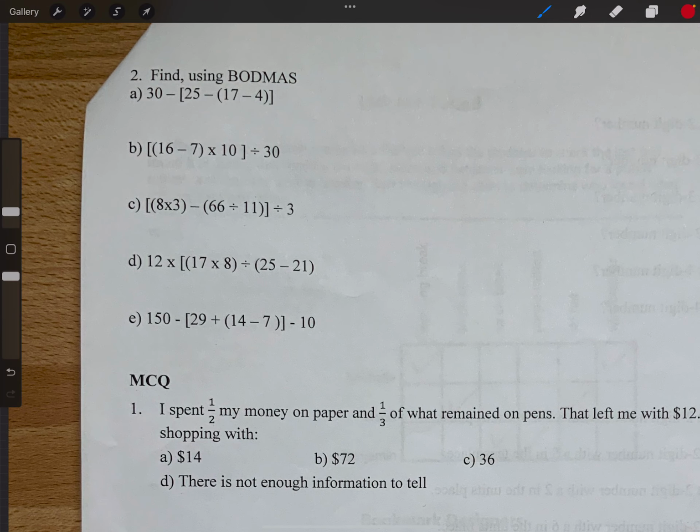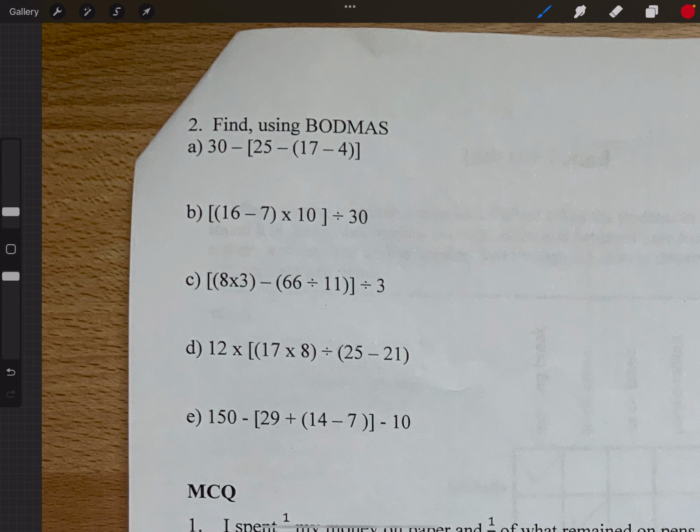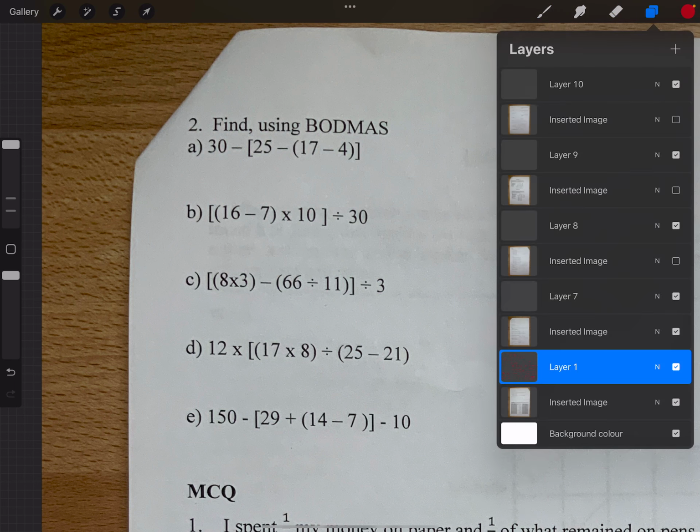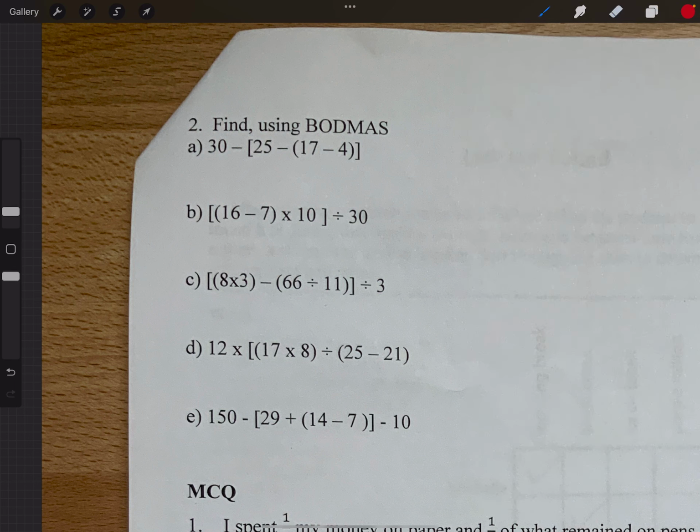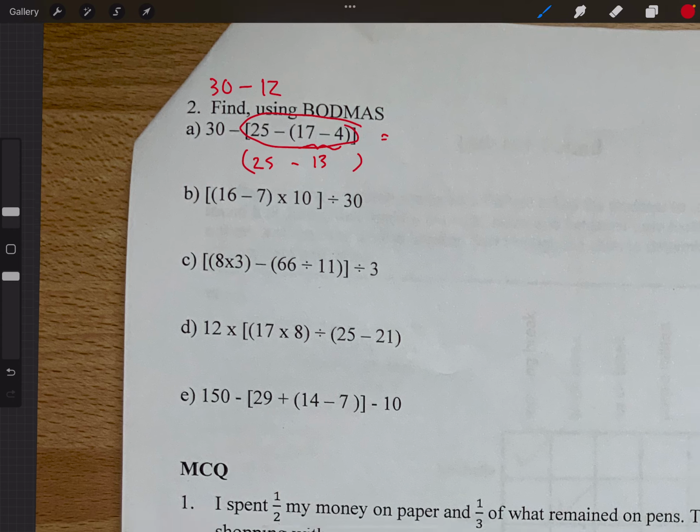BODMAS. Alright, let's do some BODMAS. So we gotta look at this and do the brackets first. There's brackets here. Okay, but in this bracket, there's inner brackets. So we're gonna do the most inner brackets first. So this one here, 17 minus 4 will give me 13. And we have 25 take away 13. So 25 take away 13, that should give me 12. So now we have 30 take away this whole thing, which is 12. 30 take away 12, you work out that one.